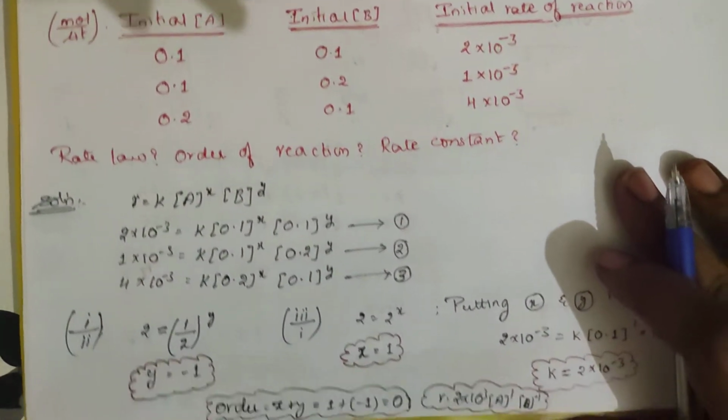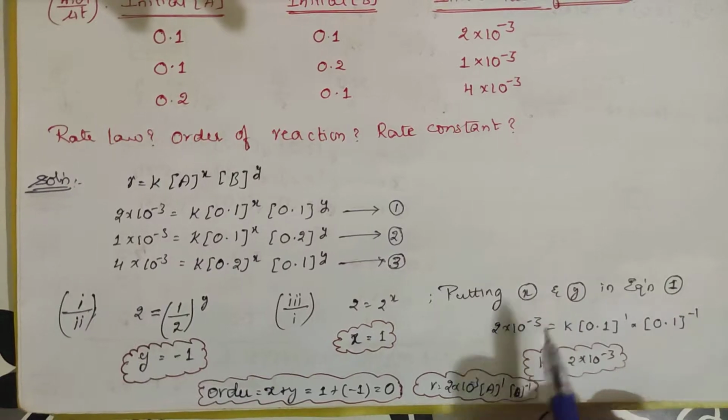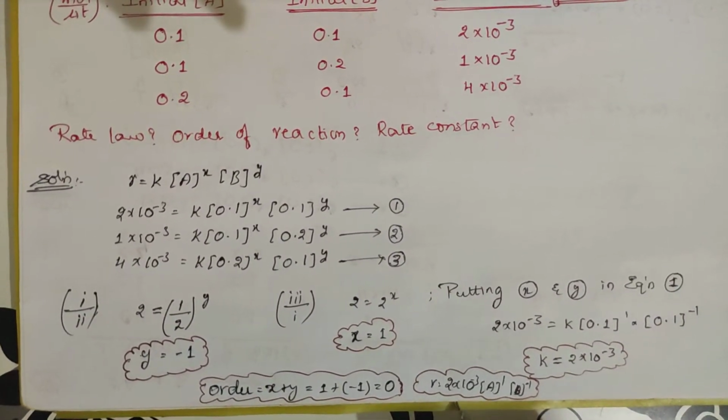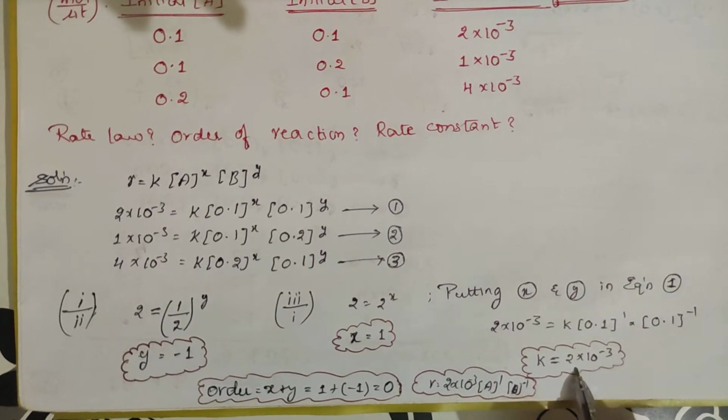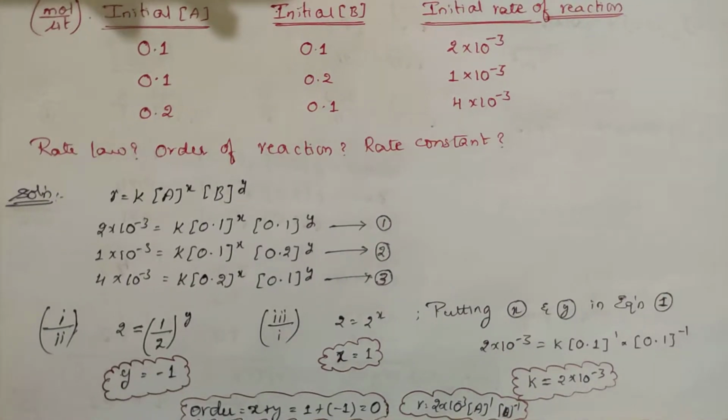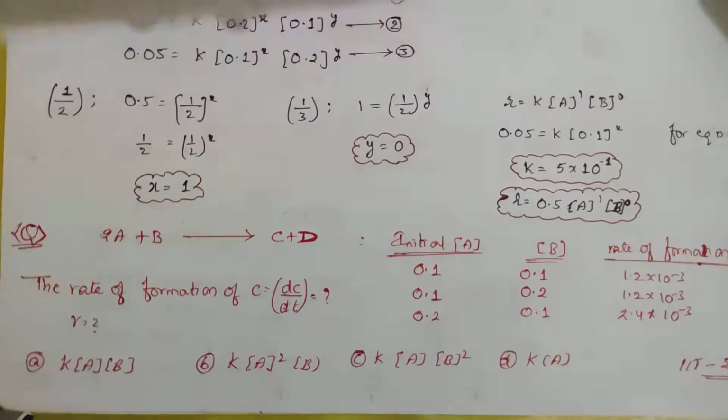So what is the order of the reaction? X plus Y. You are having two terms, right? X plus Y, 1 plus minus 1 will be equal to 0. And rate of the reaction is K, K value is 2 into 10 power minus 3, and A power 1, B power minus 1. See students, I hope that you have followed this question. In the same way, you are having some more problems.